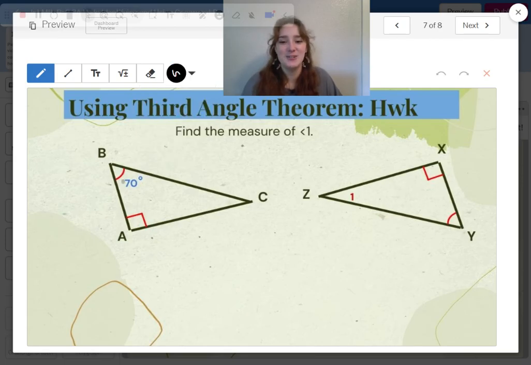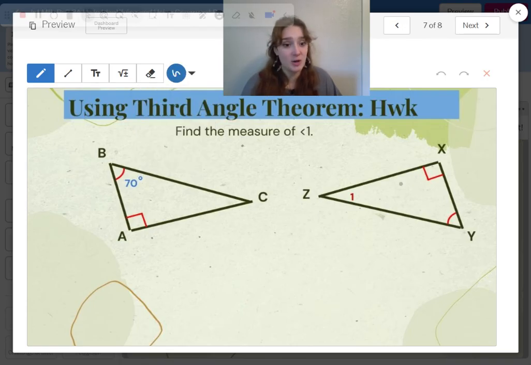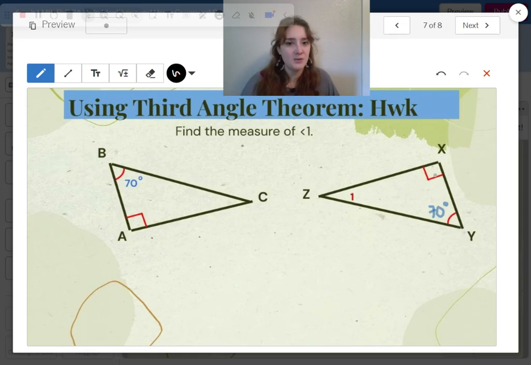Let's see. So we're given two triangles and they're asking us to find the measure of angle 1. This is our unknown. They're giving us some information. I see some arcs here that this is 70 degrees. So this one matches, right? So we're focusing on this triangle. And both triangles have a right angle. What do we know about right angles? What degree is a right angle? Right angles should be 90 degrees.